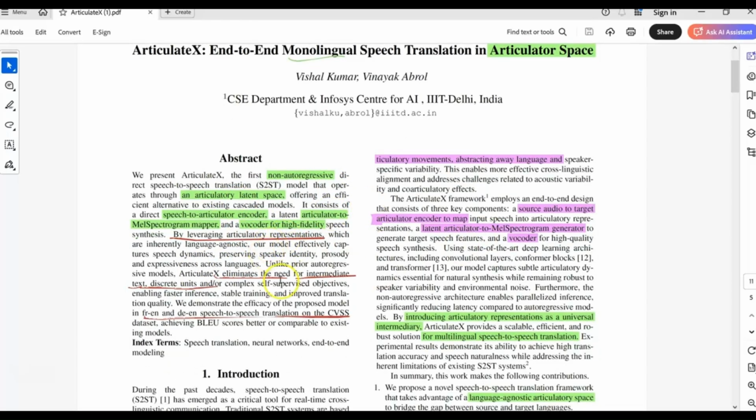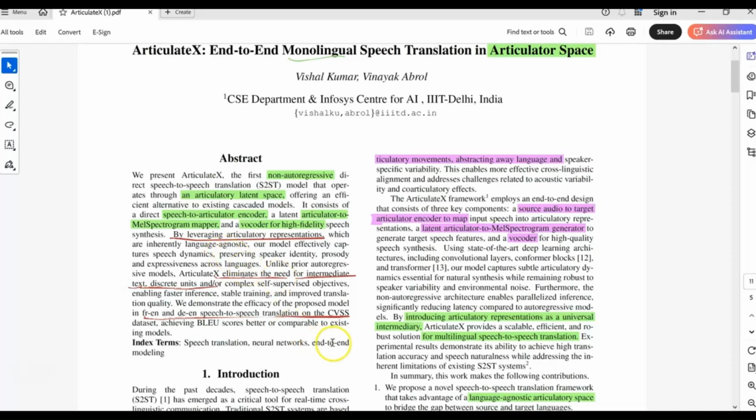The architecture in this paper consists of three parts. You have a speech to articulator encoder, then articulator to MEL spectrogram, and then MEL spectrogram to speech, which is done by the vocoder. These are the three parts which we will study in detail. The authors also say that the main innovation of this paper is the speech to articulator encoder, and we'll study that as we go deeper into the paper.